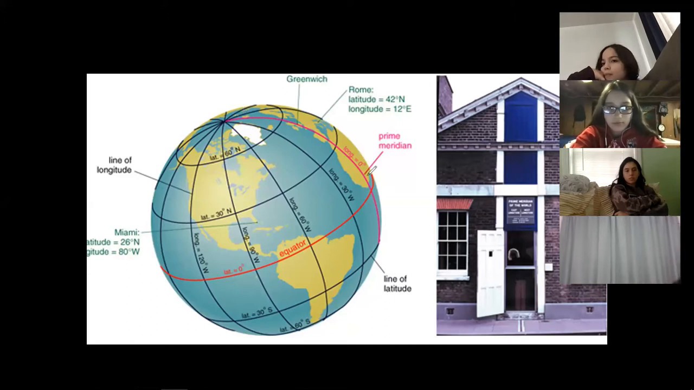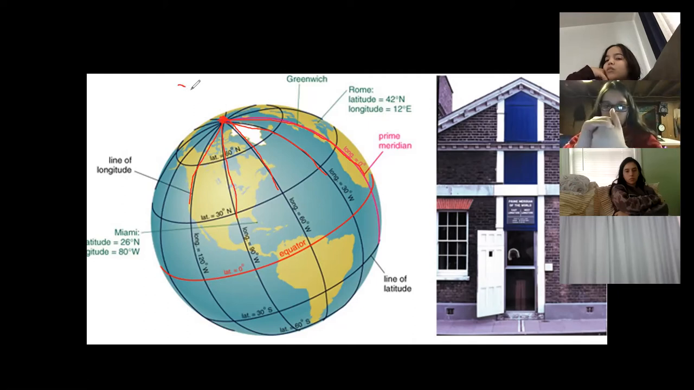The problem, Yudi, is yes, 0 degrees of longitude does pass through the North Pole, but you'll notice that so does 30 degrees longitude, and so does 60 degrees west longitude. In fact, all lines of longitude converge at the North Pole. So right when you get to the North Pole, longitude breaks down and becomes undefined. In mathematics, we call a point like this a degenerate point.